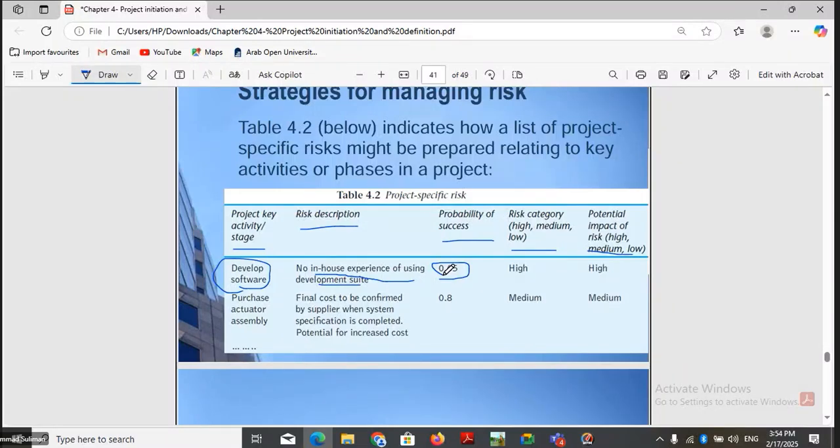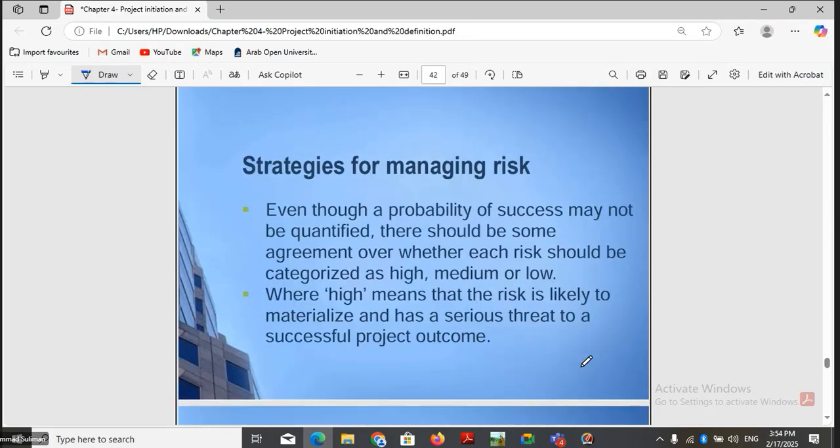Similarly, another example is purchasing an actuator assembly, with its description, its probability of success, the risk category, and the risk factor. Even though the probability of success may not be quantified, there should be some agreement over whether each risk should be categorized as medium, high, or low.